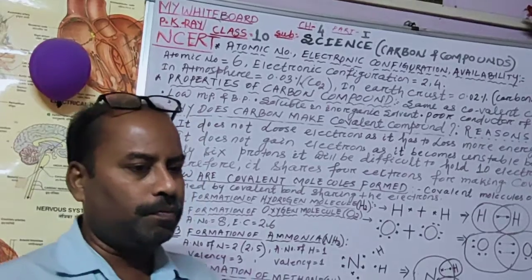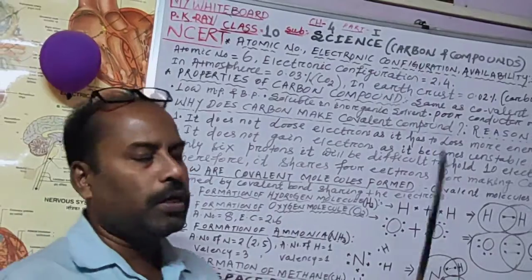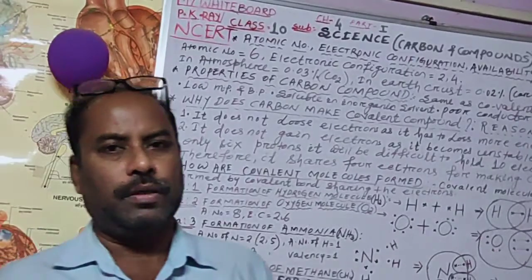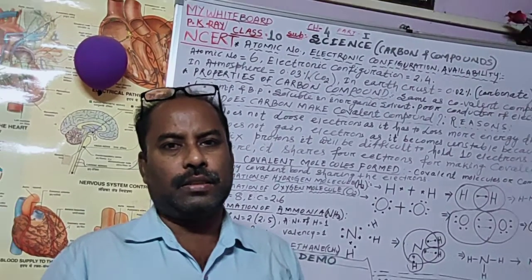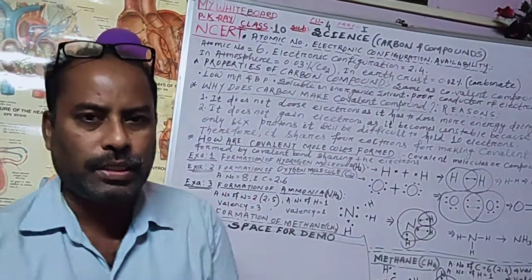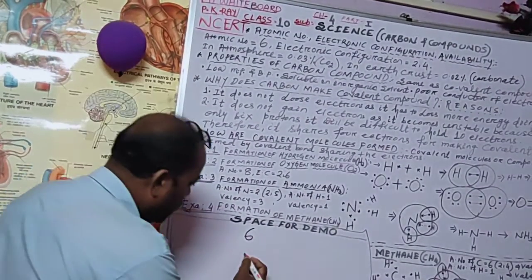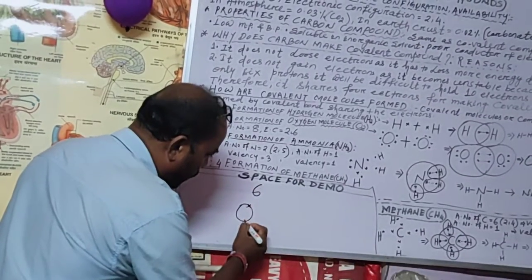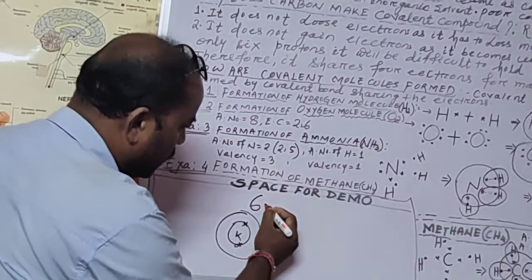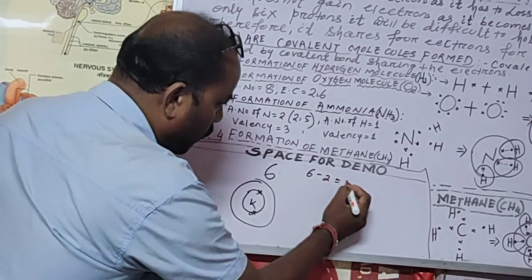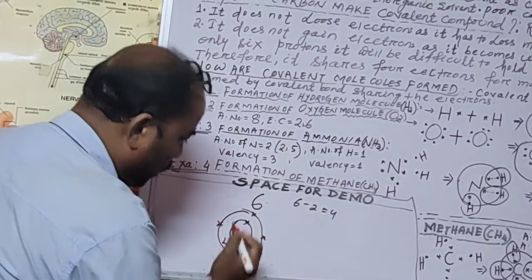Let us come to the first point. Today we have to discuss carbon and its compounds. What is carbon? Carbon is an element. Its atomic number is 6, so the electronic configuration is 2, 4. When the atomic number is 6, the first orbit will have 2 electrons, which is called the K orbit. Then in the second orbit, what is remaining, 6 minus 2 equals 4. Those 4 electrons will be in the outermost orbit, which is called the L orbit.